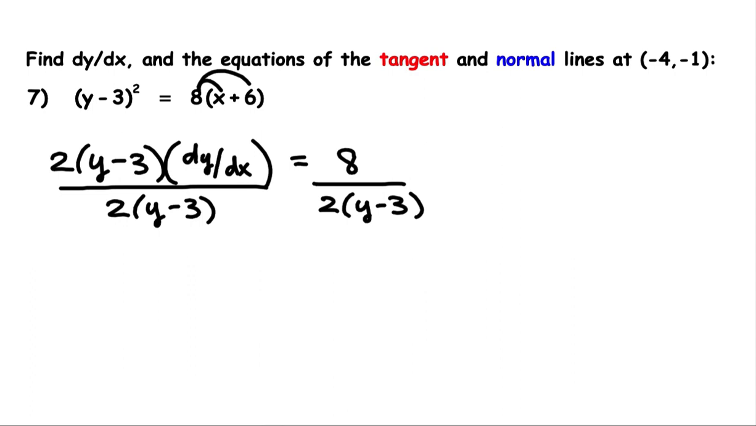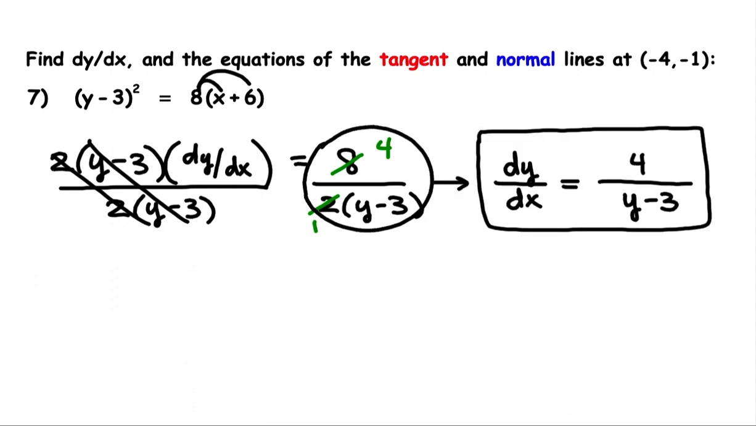Of course, you can cancel the 8 and the 2, so I will. And dy/dx, now that this is also canceled, is equal to 4 over y minus 3. Okay, so that's the first thing that I wanted you to do. Now the next would be to find the equations of the tangent and normal lines. And if you're using point-slope form, this is really a 2-for-1.